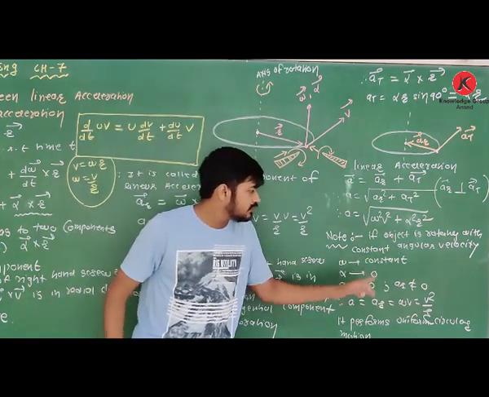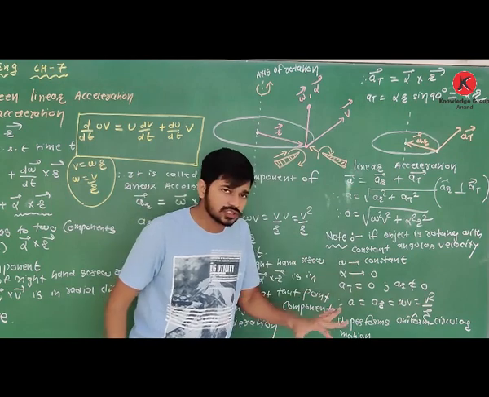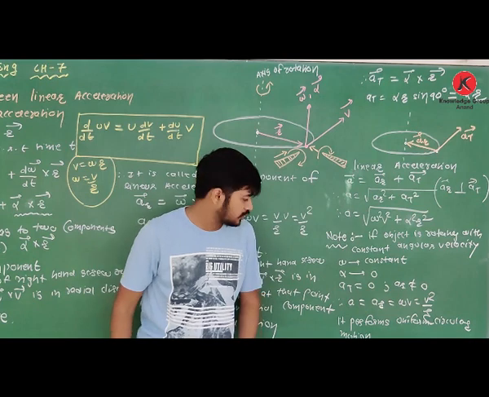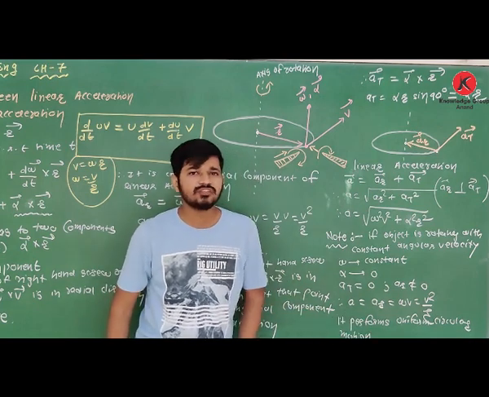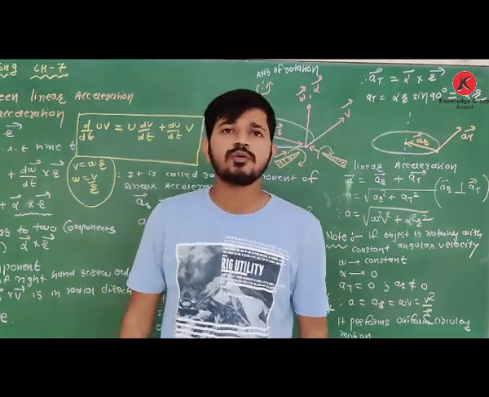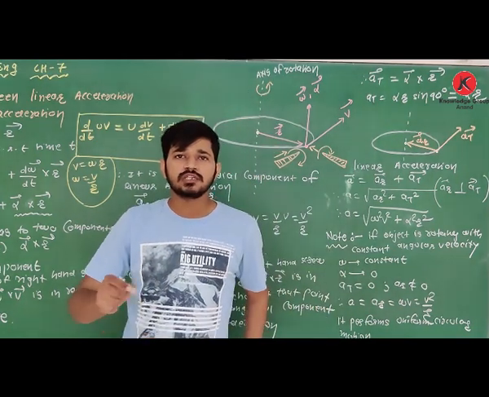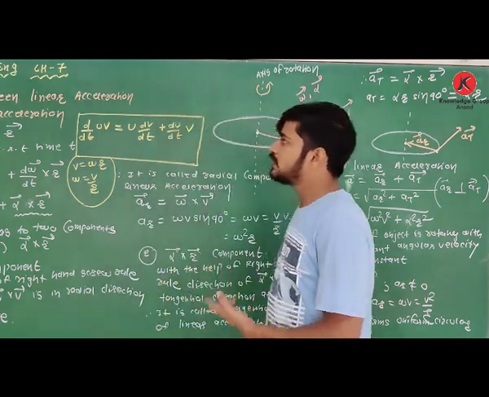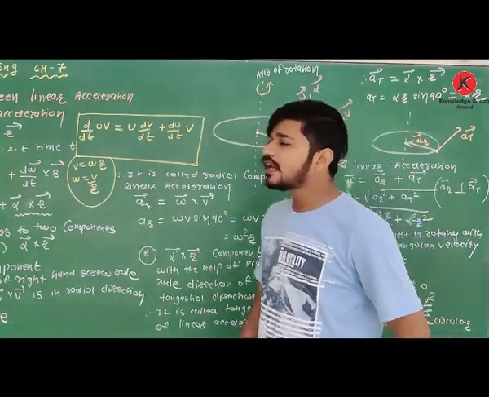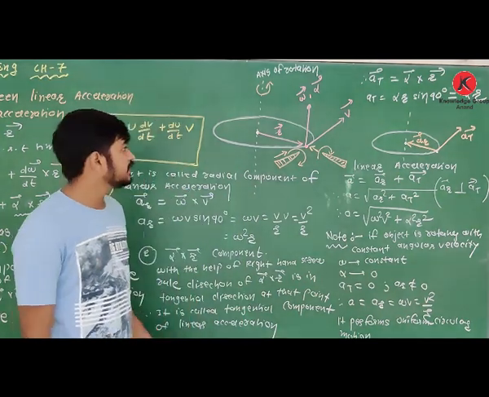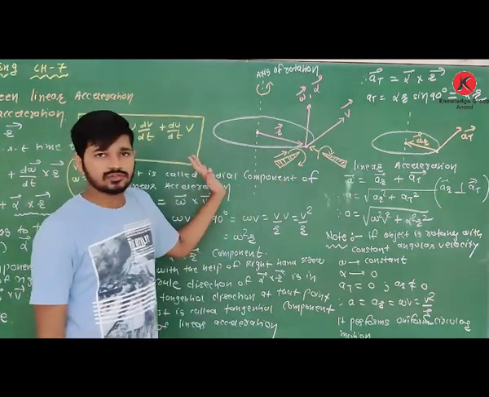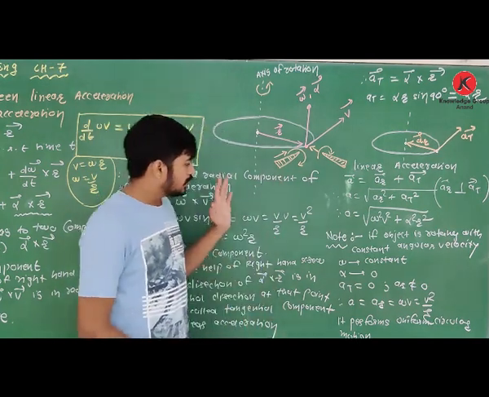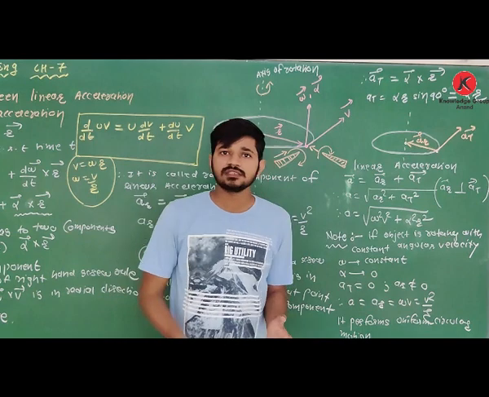If object is rotating with constant angular velocity, omega constant, alpha 0, tangential component 0, but radial component is not 0. So A is equal to AR, means it has only radial acceleration. It is performing uniform circular motion. Clear about this? Okay, so yes, it is one important theory, which is relation between linear acceleration and angular acceleration. Yes, take care about these directions. Okay, try 1 or 2 times, you will get idea. Clear? So yes, it is one lengthy theory. So for today, this is it.